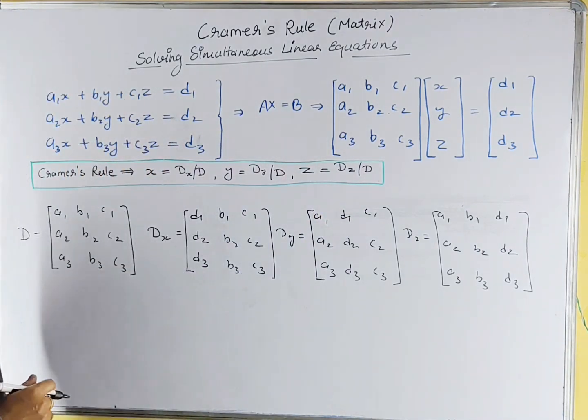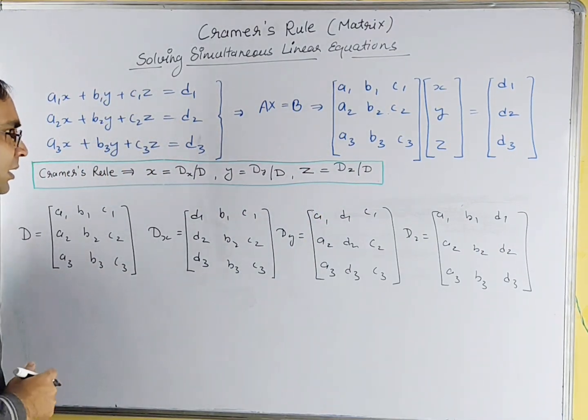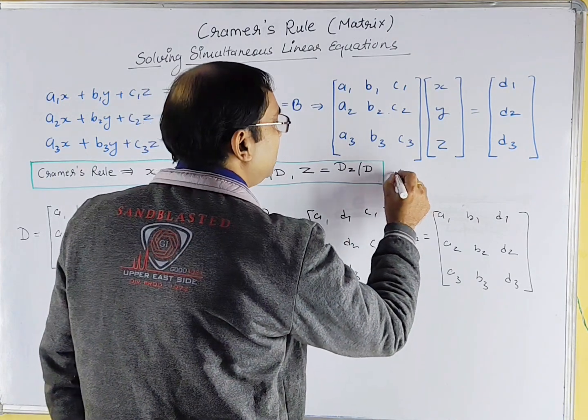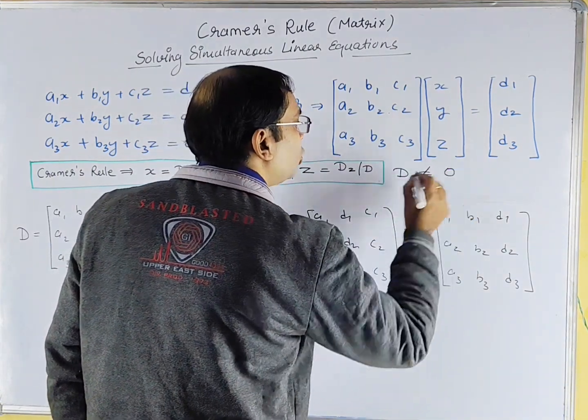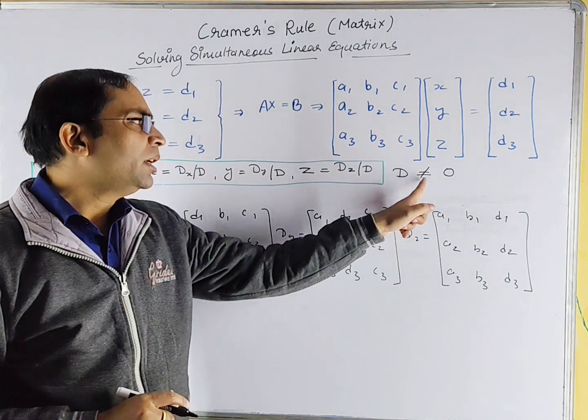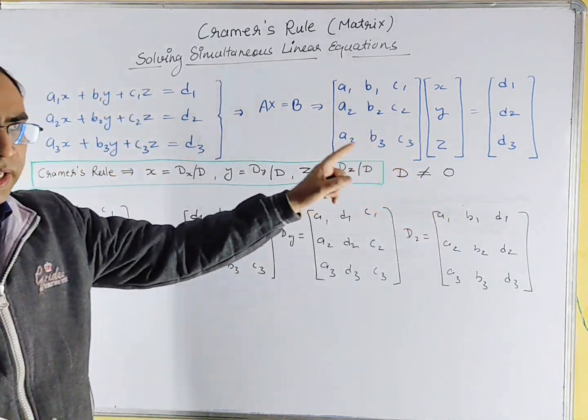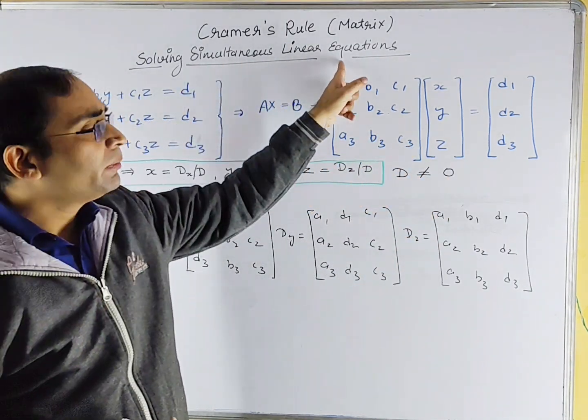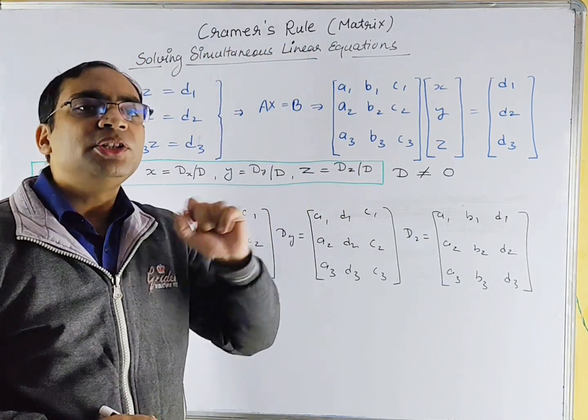So just to apply Cramer's rule, we had the limitations. Here, let us understand the limitations. For this, the determinant of D should not be equal to 0. This is only applicable whenever the determinant D is not equal to 0. That is why it is only applied for simultaneous linear equations which have consistent and unique solutions.